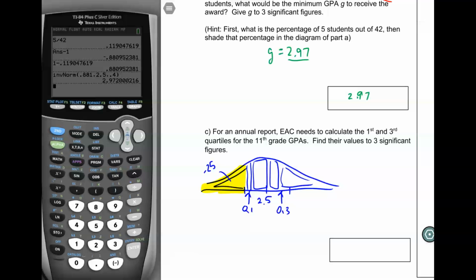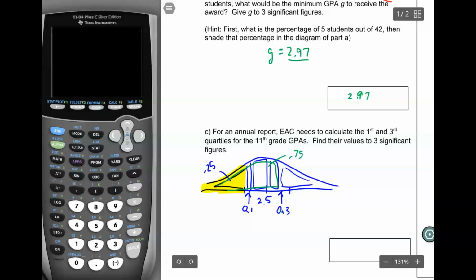0.25, because Q1 is first quartile. There's 25% to the left, 75% to the right. If I want to figure out Q3, I'm going to figure out this green area, which of course is 75% because there's 75% to the left of Q3 and there's 25% to the right. And I'm going to use inverse normal because I'm changing areas into x-axis values, right?